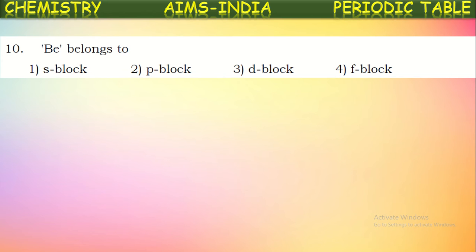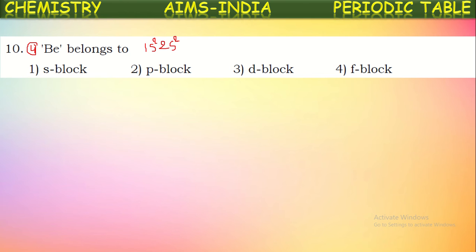Beryllium belongs to which block? How can we say, by knowing the element, to which block it belongs? Simply by writing the electronic configuration of that element, we can identify to which block that element belongs in the modern periodic table. We know the atomic number of beryllium is 4, isn't it? If you write the electronic configuration for beryllium with atomic number 4, we get 1s2, 2s2.